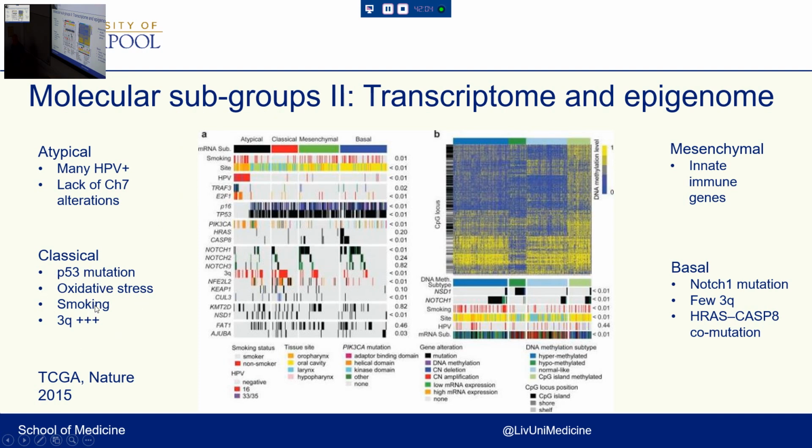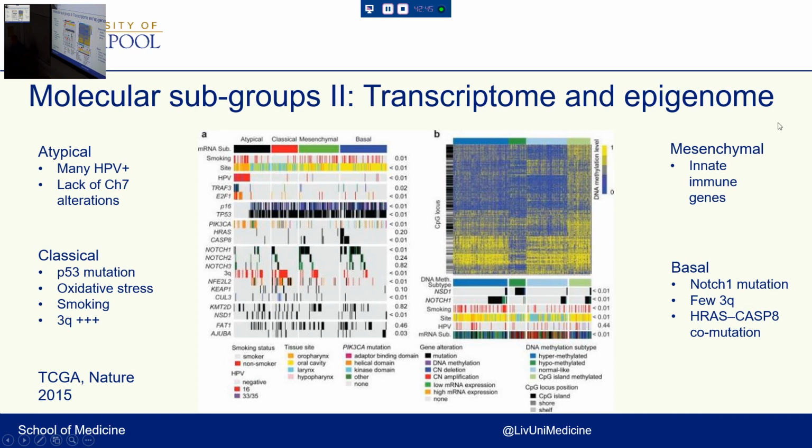oxidative stress and smoking associated, as you would expect, p53 mutated, and with profound abnormalities in chromosome 3q, amongst other abnormalities. Then there is the atypical, which is largely the HPV positives. And whilst many head and neck cancers have abnormalities in chromosome 7, this group doesn't. And then the mesenchymal variant, which is perhaps the largest single group, is dominated by a group of genes which are primarily from the tumor microenvironment, which I'm going to talk about in a minute, and particularly innate immune genes.